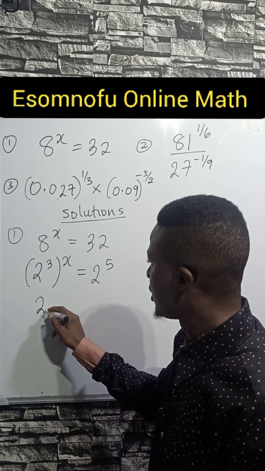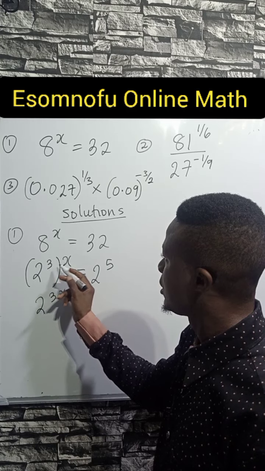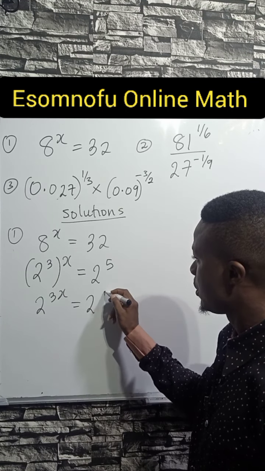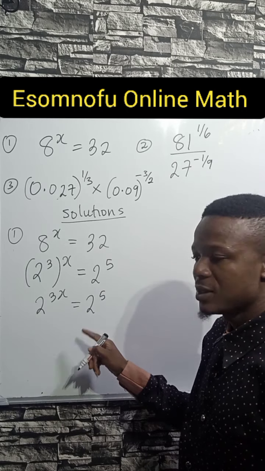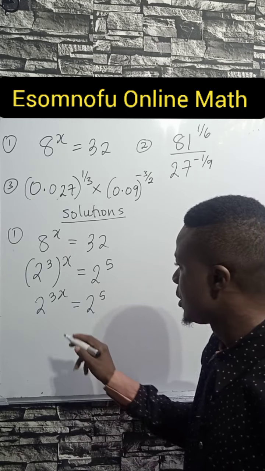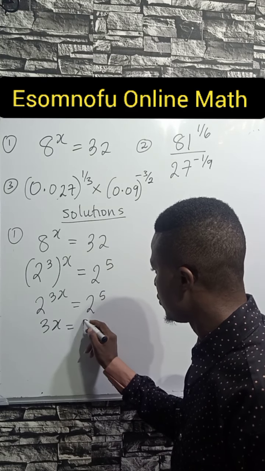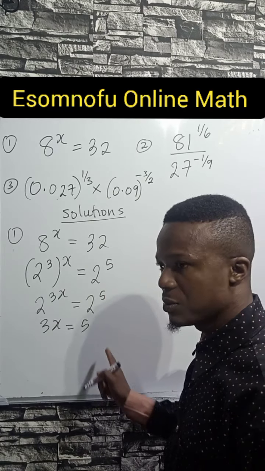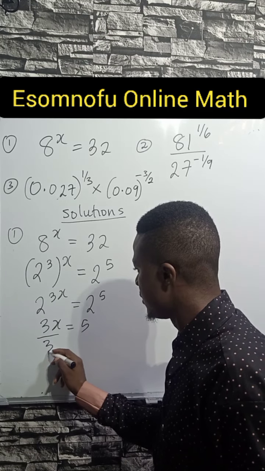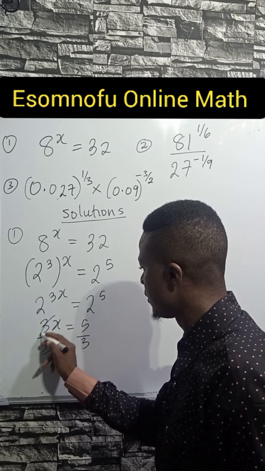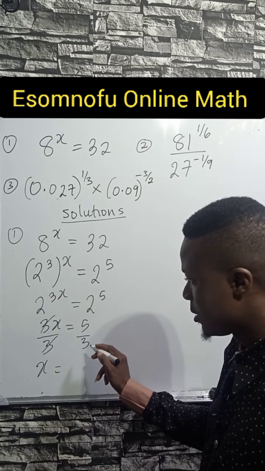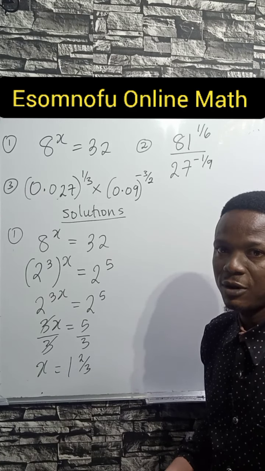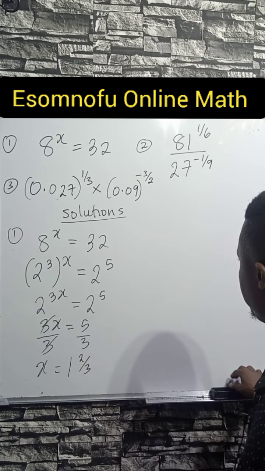So this is still the same thing as 2 to the power of 3x, because 3 times x is 3x according to the laws of indices, equals 2 to the power of 5. If the bases are the same, then equate their powers. Therefore, you can write that 3x is equal to 5, because once the bases are the same, automatically the powers must be the same. To get the value of x, divide both sides by 3, which is the coefficient of x. So x is either 5 over 3 or 1 whole number 2 over 3 when you put it into a mixed fraction. So let's take the second problem.